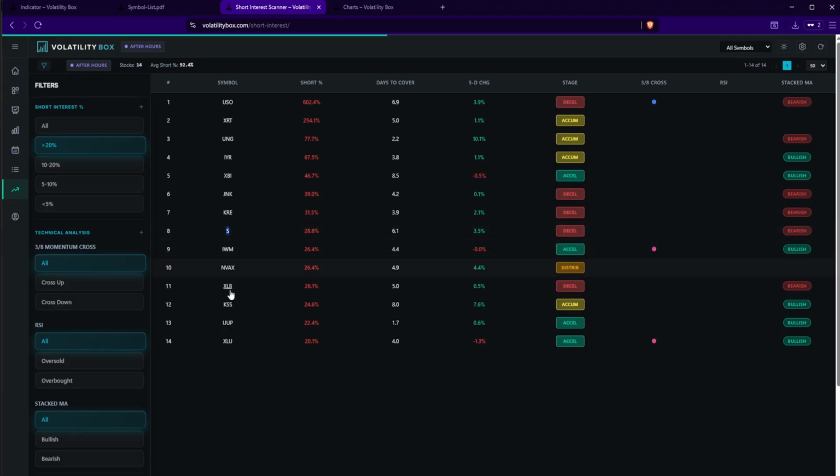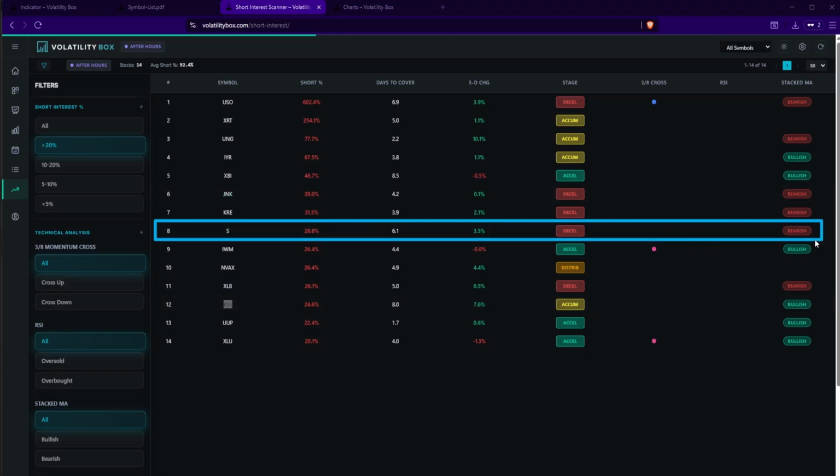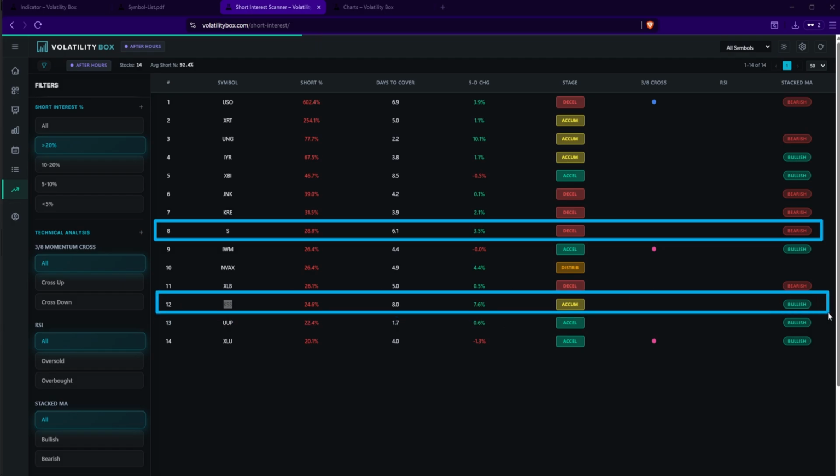You'll notice Sentinel, you'll notice Kohl's, and I think that's about it. So let's take a look at both of those in a little bit more detail. So I'm going to look at Sentinel, and I'm going to look at Kohl's. Now notice how each of them has a very different market stage here. Sentinel, ticker symbol S, has a market stage of deceleration, whereas Kohl's has a market stage of accumulation.